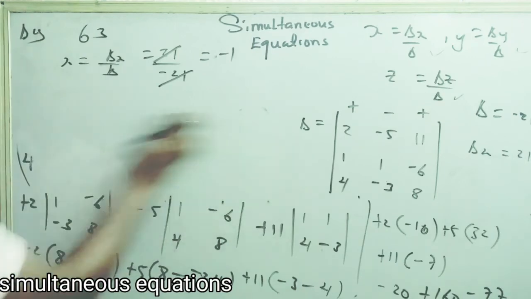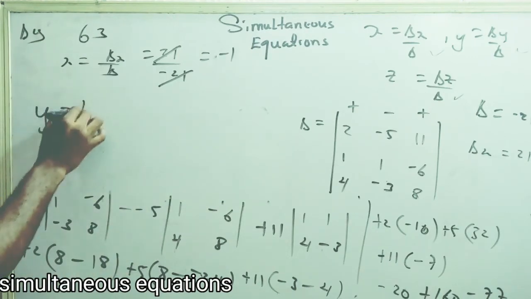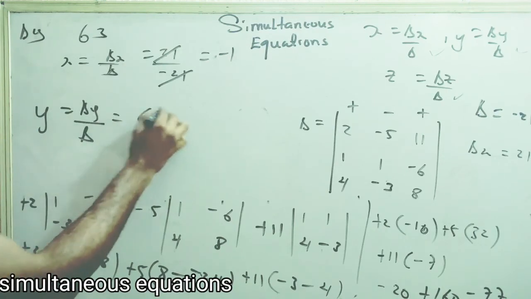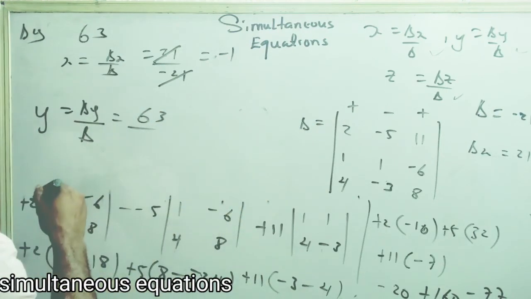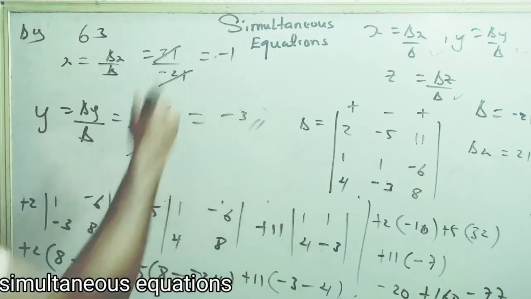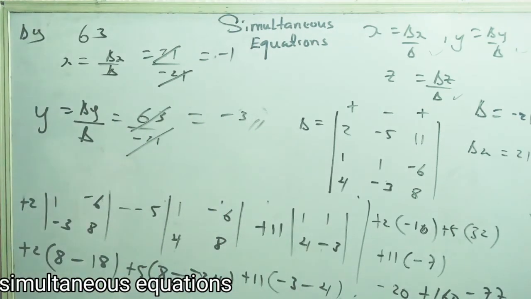To get the value of y, I have y equals dy over determinant. So I have 63 over the determinant being minus 21. So this into this, I have minus 3. So you can repeat the same process to find the value of z. It's just the same thing.